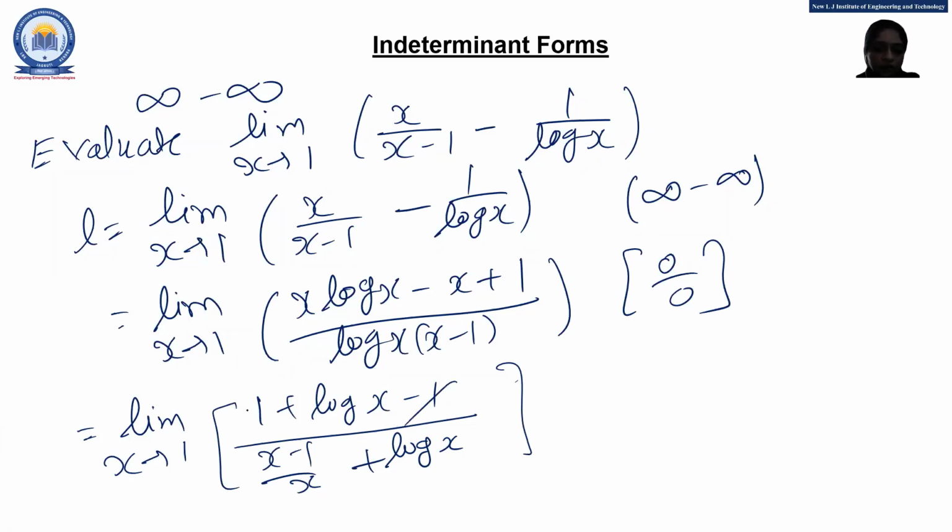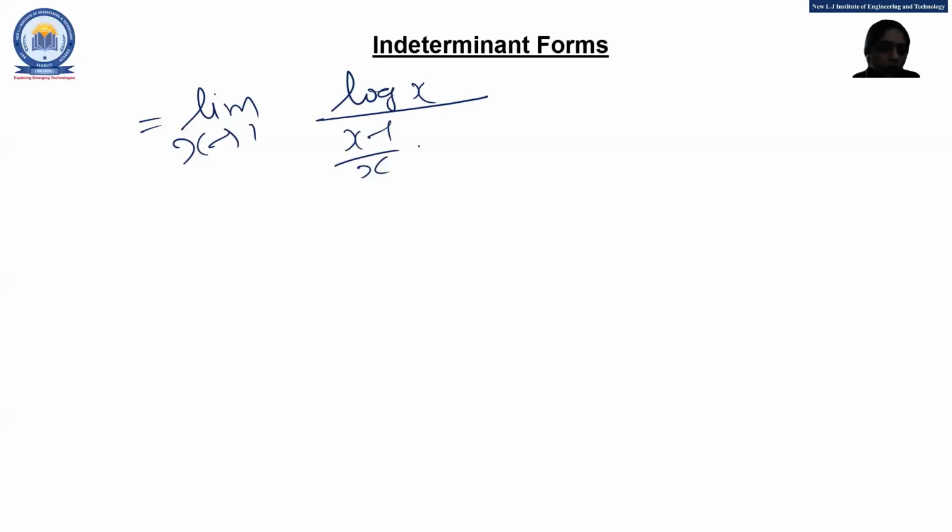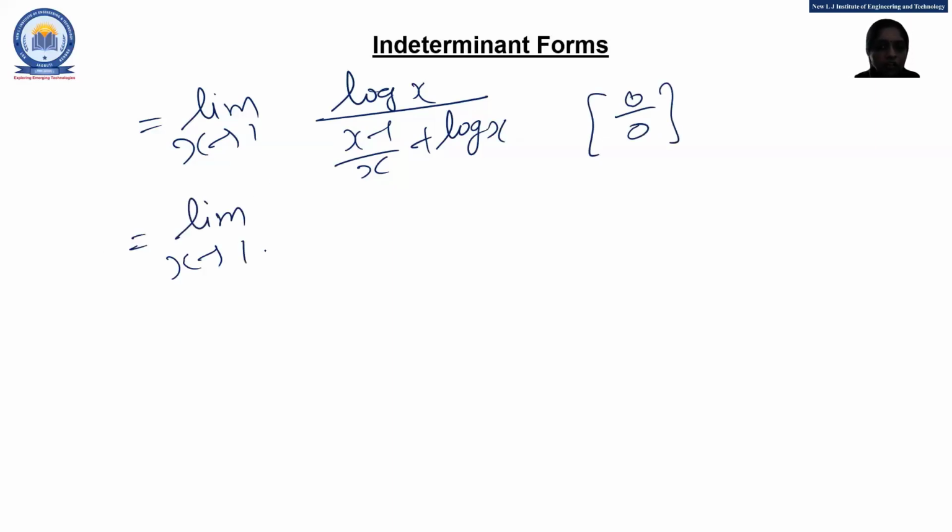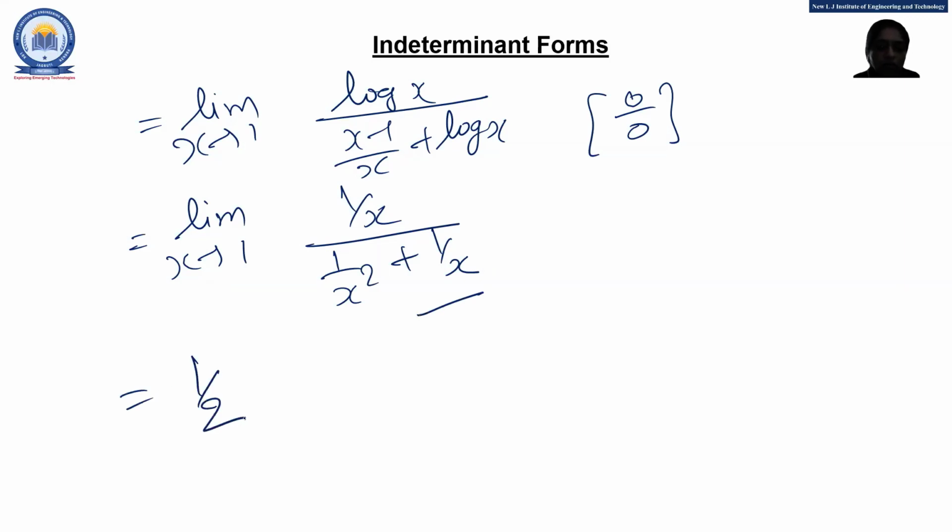So after simplification, we have limit x tends to 1 of (log x upon x minus 1) upon (x plus log x). This is again 0 by 0 form. So we apply L'Hospital rule again, and after applying L'Hospital rule again, my answer is (1 by x) upon (1 upon x square plus 1 by x). So if I apply limit x tends to 1 in this term, then my final answer is 1/2.